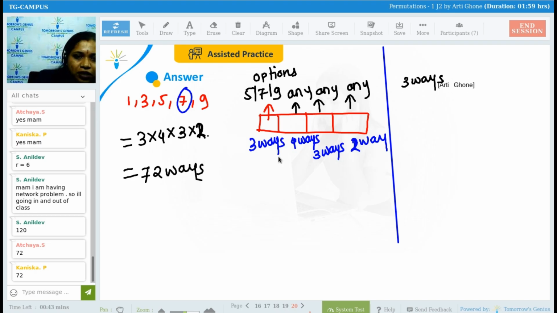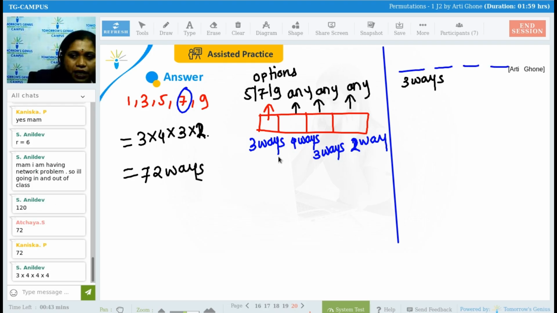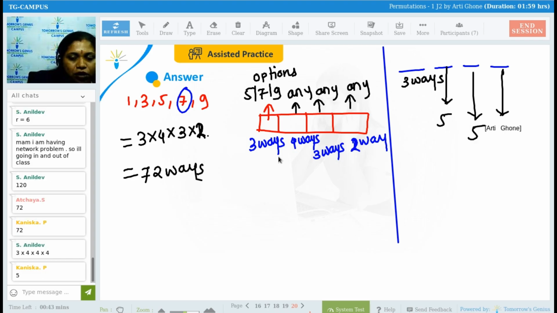First place can be filled with 3 ways. That is fine, because we want a number greater than 5,000. How many chances are there to fill these places? Repetition is allowed. So 1, 2, 3, 4, 5. Here also 5 digits are allowed. Here also 5 digits are allowed. Here also 5 digits are allowed. Clear? So we have this answer as 3 into 5 into 5 into 5 if the case is of repetition allowed. Clear?